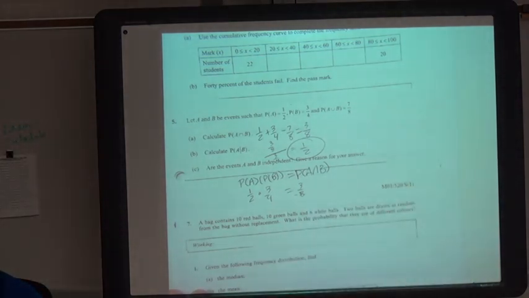Where? On the sheet. Okay, I'm not talking about that sheet. I'm talking about your formula sheet. This is the review sheet. Yeah, but the formula sheet's the one you're going to have with you in the test.